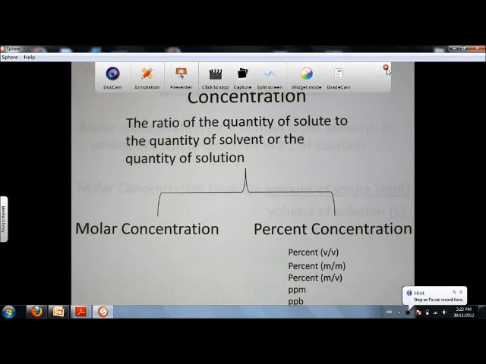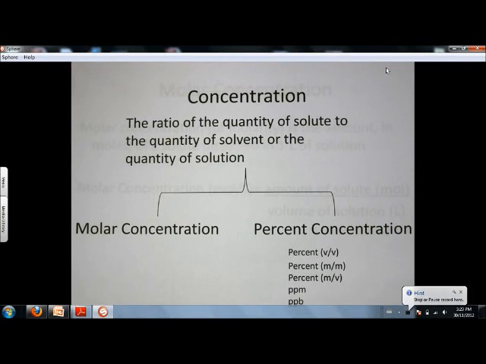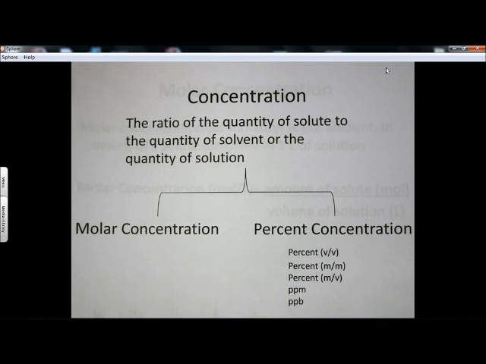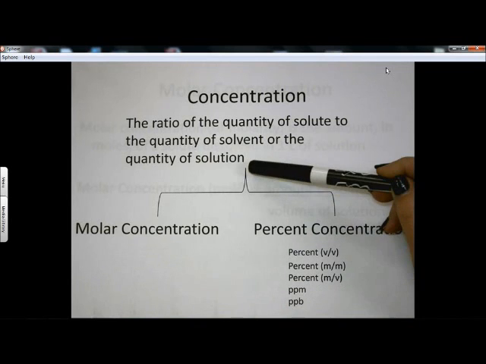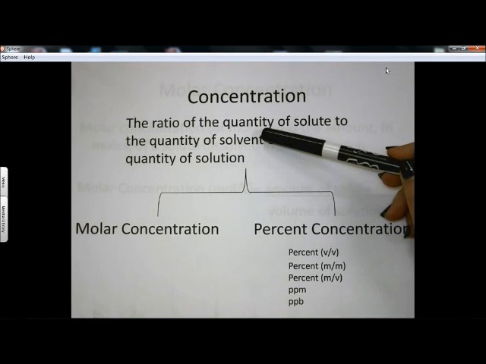This is a video on how to calculate concentration. Concentration is the ratio of the quantity of solute to the quantity of solvent, or the quantity of solution. Usually in these calculations it's going to be to the quantity of solution, much more than the quantity of the solvent. In general, we talk about concentration two ways.